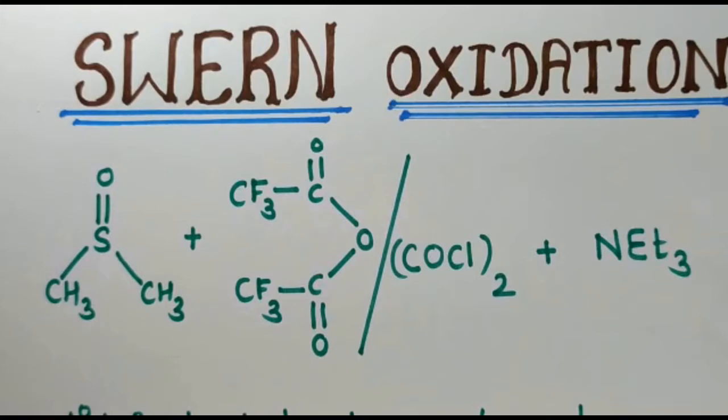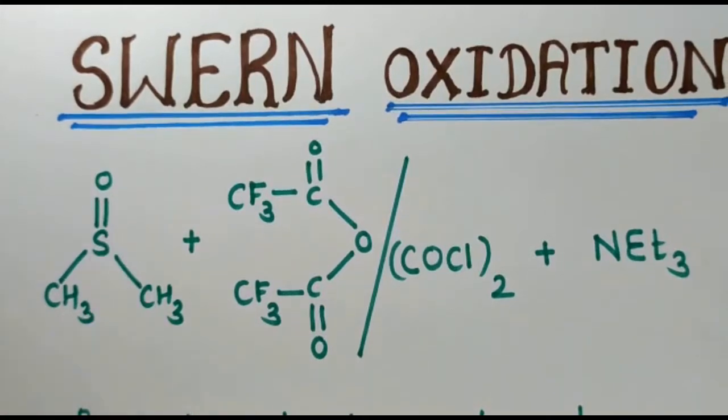Here you can see that in this Swern oxidation, dimethyl sulfoxide is present, along with either the anhydride or oxalyl chloride. So we will have the anhydride or the oxalyl chloride, which acts as an activator for the dimethyl sulfoxide, and here triethylamine is present.